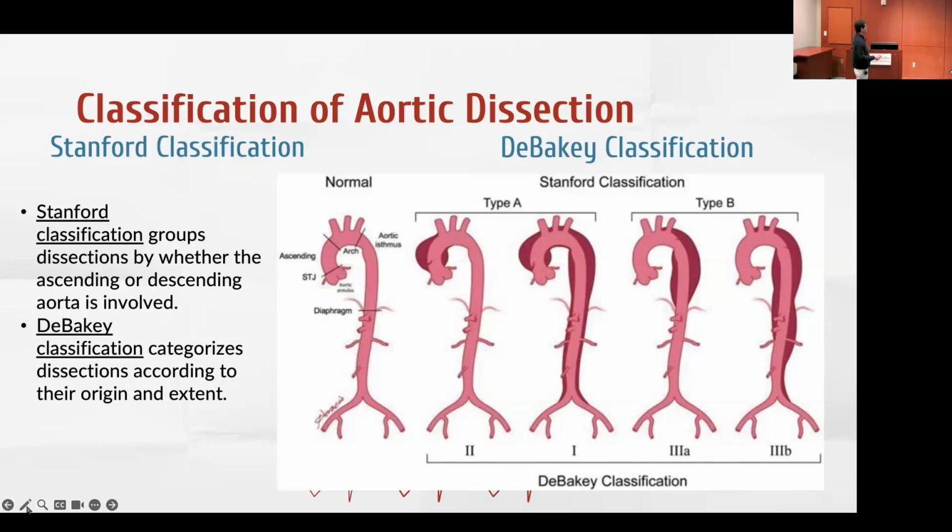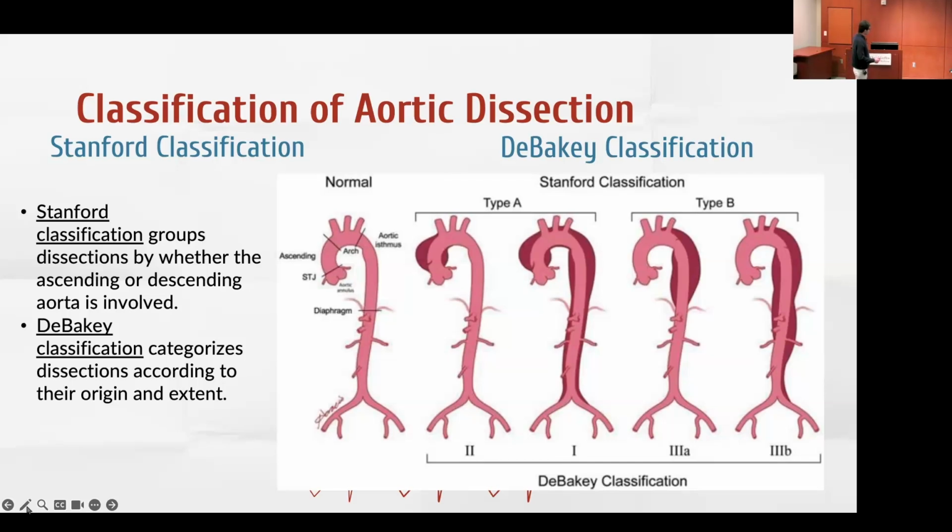Stanford type B involve the descending aorta and do not require surgical intervention for most cases. And these are involving anything distal to the left subclavian artery branching. Usually, I'll talk about the medications that we can give these patients. Usually you start them on a beta blocker and then a vasodilator.